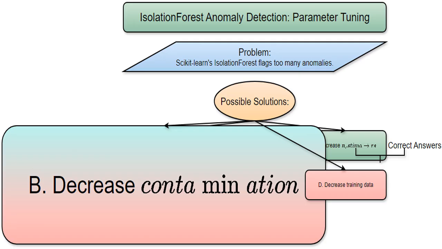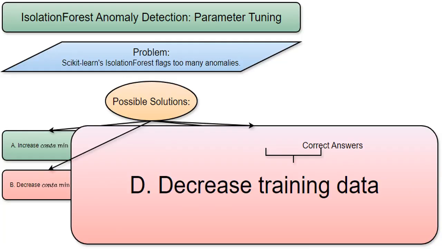Decreasing the contamination parameter would worsen the issue, making the model even more sensitive and leading to even more false positives. I wouldn't try this approach. I definitely should not decrease the amount of training data. That would give the model less information to learn from, reducing its accuracy and potentially causing more false positives. It's like trying to build a house with fewer bricks. The result won't be very strong or stable.